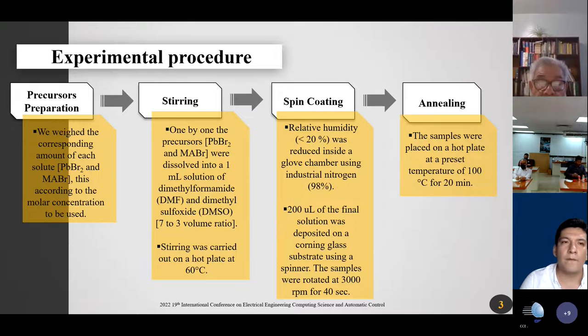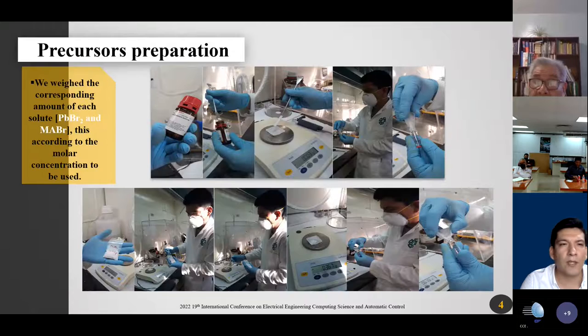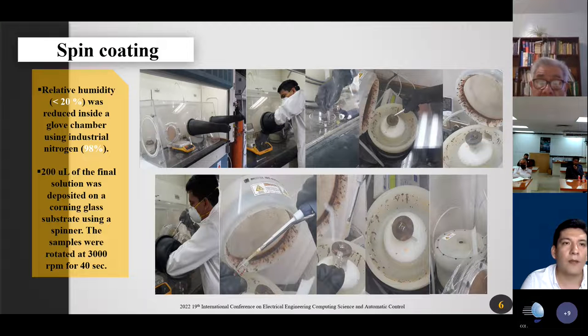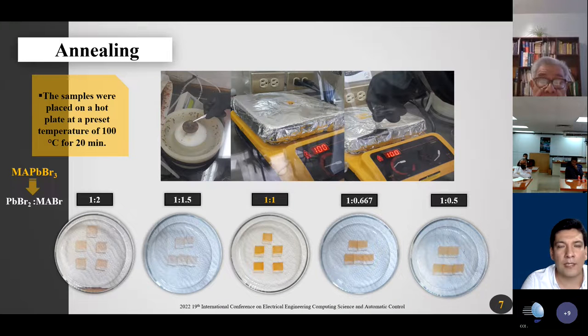Experimental procedure and characterization. The deposition process can be explained in four stages: precursor preparation, stirring, spin coating, and annealing. Precursor preparation: we weigh the corresponding amount of each solute, according to the molar concentration to be used. Stirring: one by one, the precursors were dissolved into 1 milliliter solution of dimethylformamide and dimethyl sulfoxide. Stirring was carried out on a hot plate at 60 degrees Celsius. Spin coating: relative humidity was reduced inside a glass chamber using industrial nitrogen. 200 microliters of the final solution was deposited on a Corning glass substrate using a spinner. The samples were rotated at 3000 RPM for 40 seconds. Annealing: the samples were placed on a hot plate at a preset temperature of 100 degrees Celsius for 20 minutes.